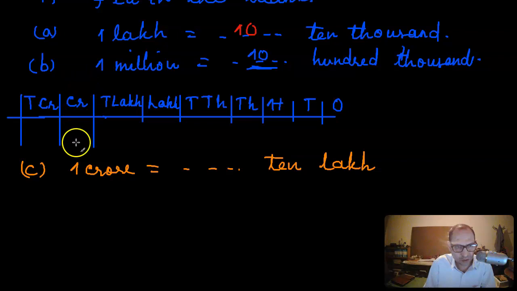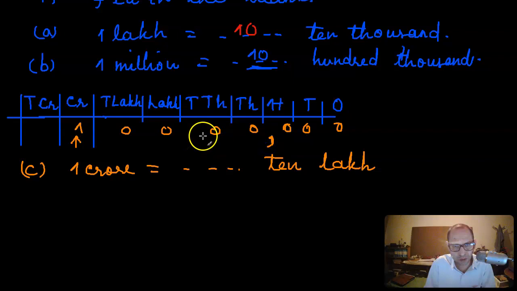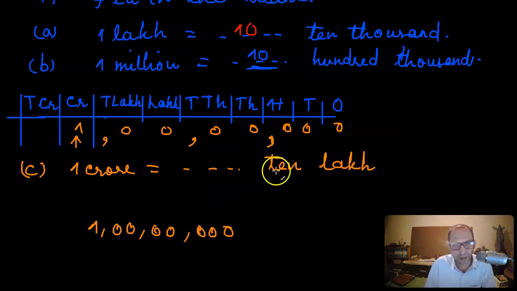A crore is this place value over here. 1 crore would be 1000000, which is the same as, if I put a separator here, another separator here, and another separator here, the number would be 1,00,00,000. That's 1 crore, right? And then what is 10 lakhs? 10 lakhs would be this place value over here, which means that 10 lakhs would be this number, separated this way.